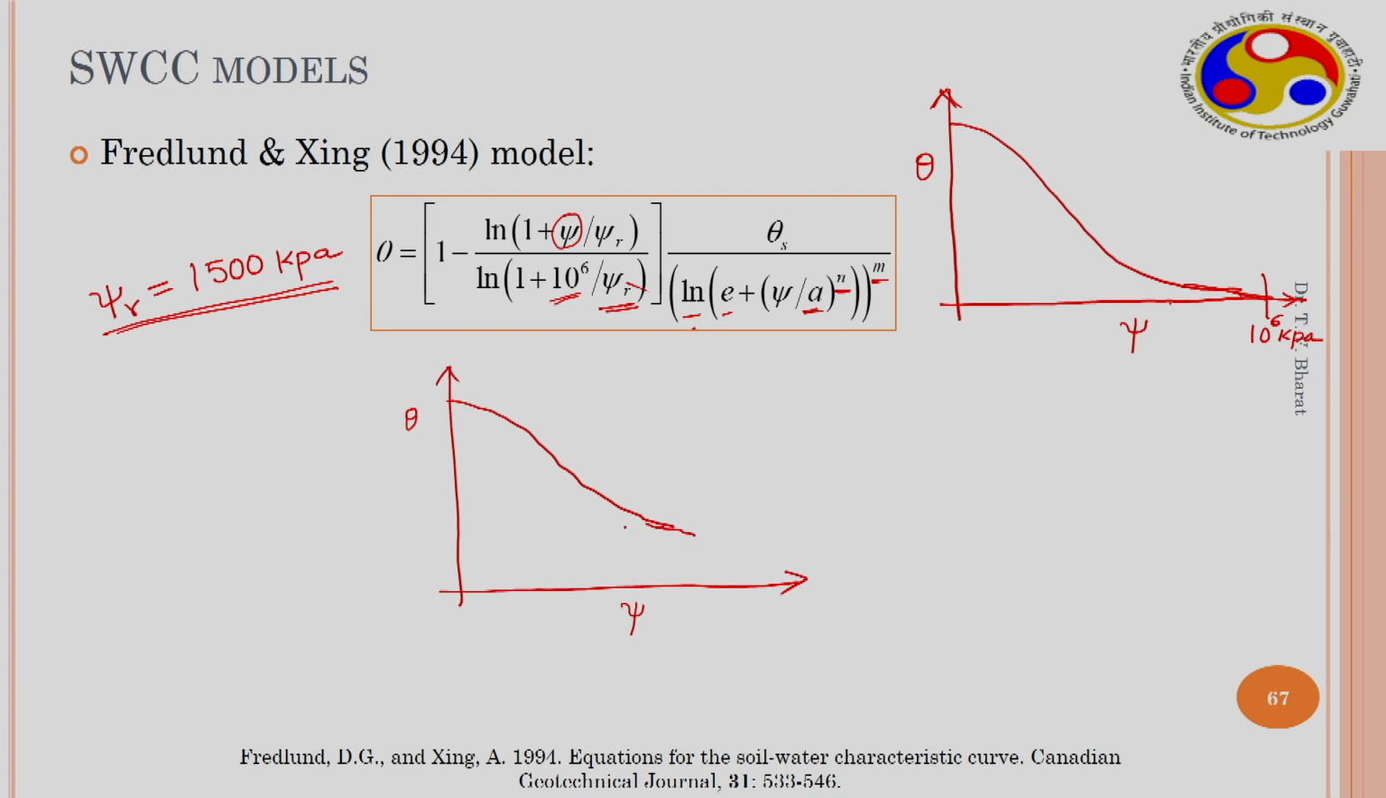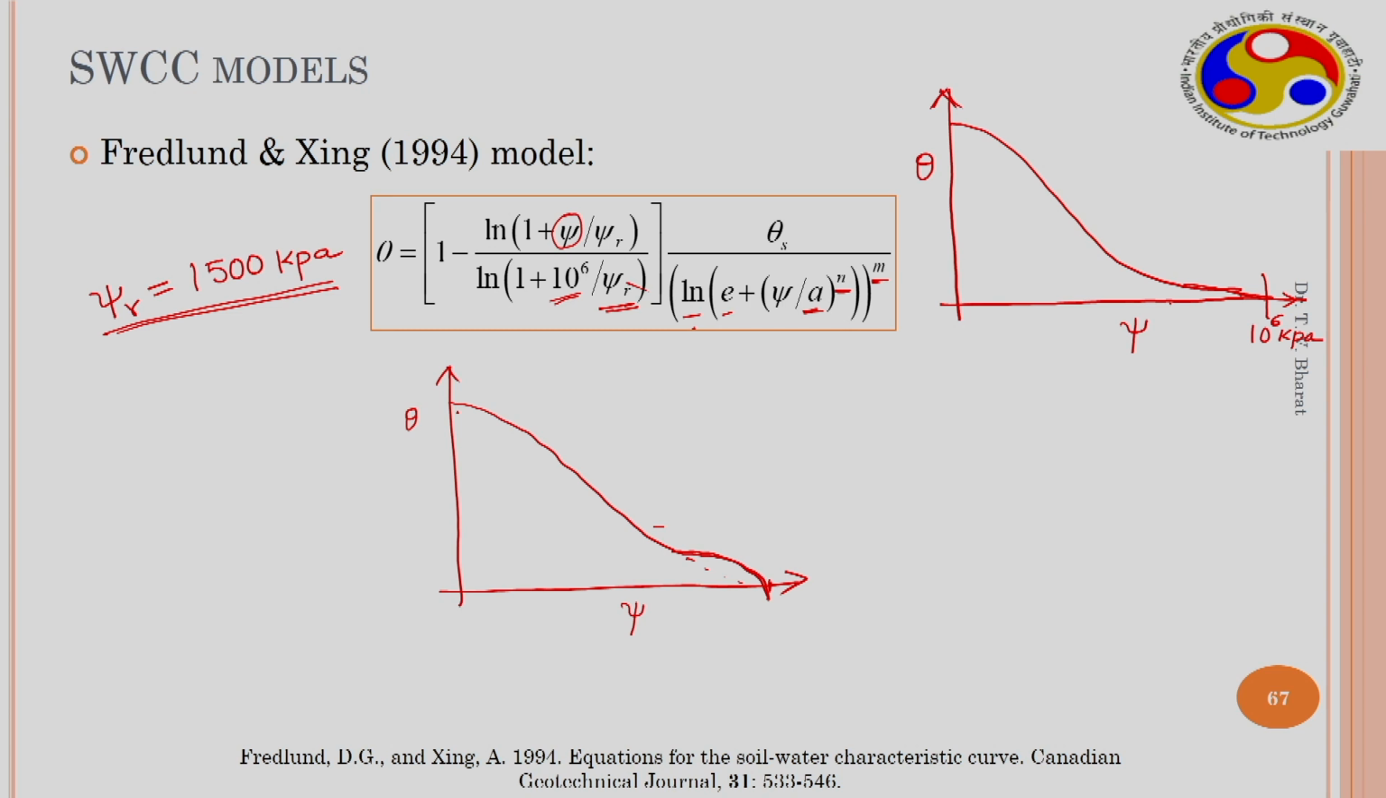The curve should have approached directly here, but instead, because it has to go to 0 at 10 power 6 kilopascal, the curve often behaves in a different manner, and bimodal curves are obtained using the Fredlund and Xing model, often like this, or sometimes like this. Such bimodal behavior does not have any significance. However, because of the model restriction that theta should go to 0 at psi equals 10 power 6 kilopascal, such discrepancy is observed in the models.